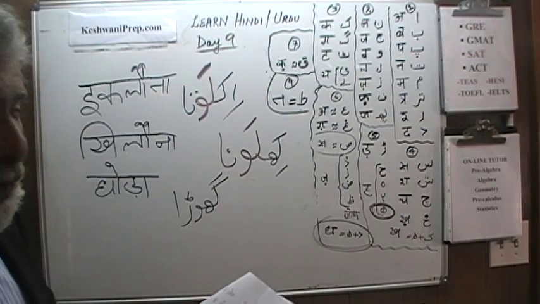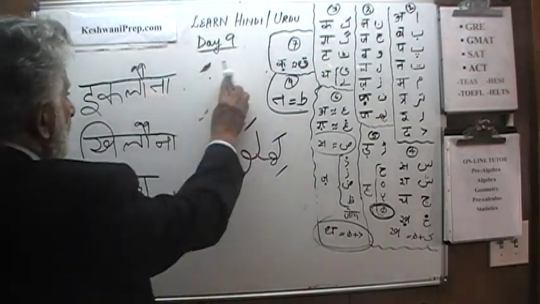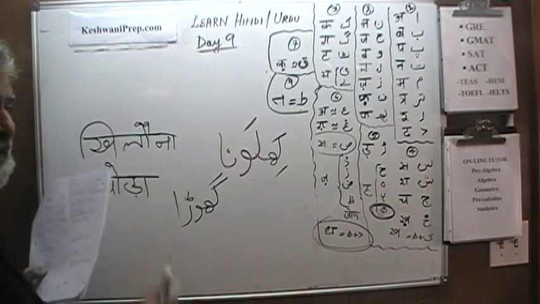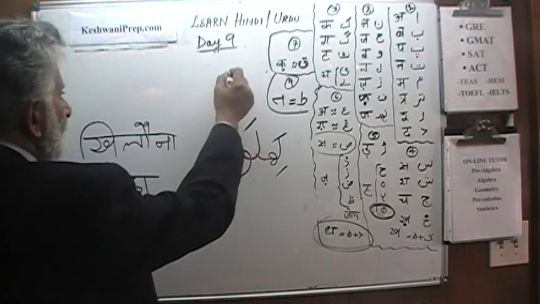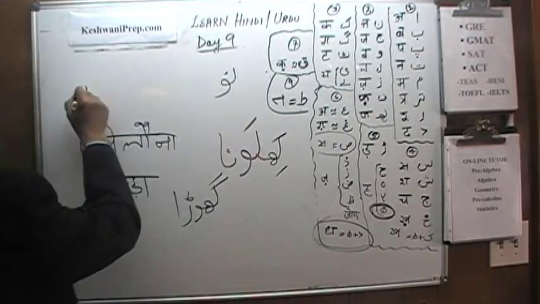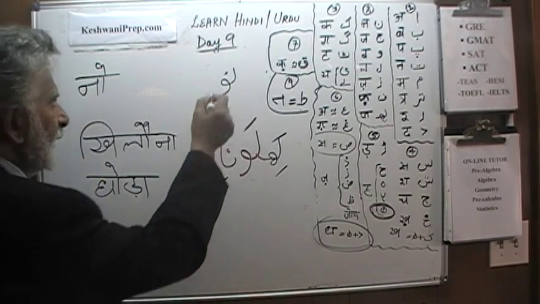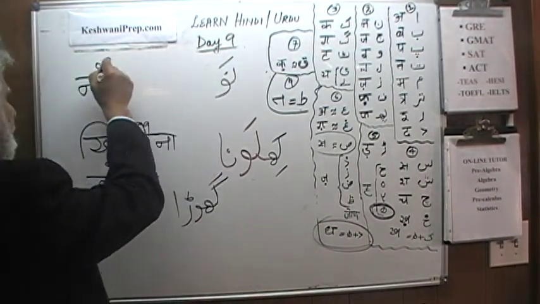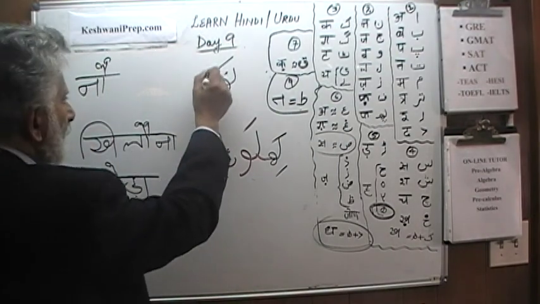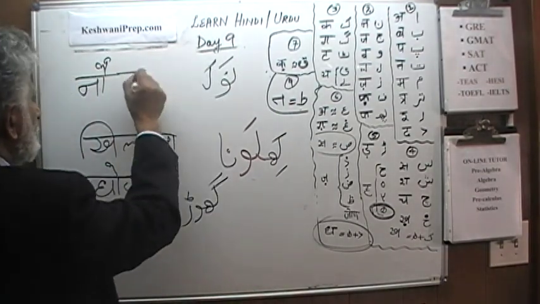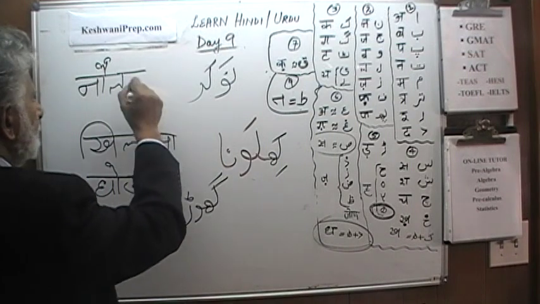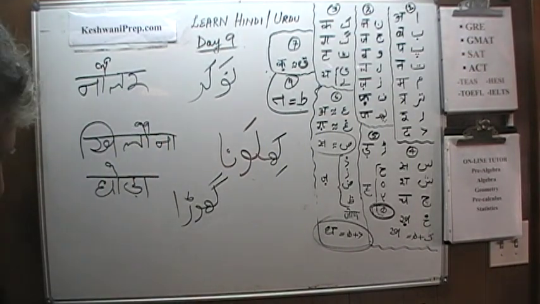Let's do one more with a longer O sound. Badi O ki matra. So here we have no. So that's a no. We don't need a no, we need a no, longer one. So we put a zabar on it and we put a second one on it. No. Ka. That's a ka. And a ra. Nokar. Nokar.